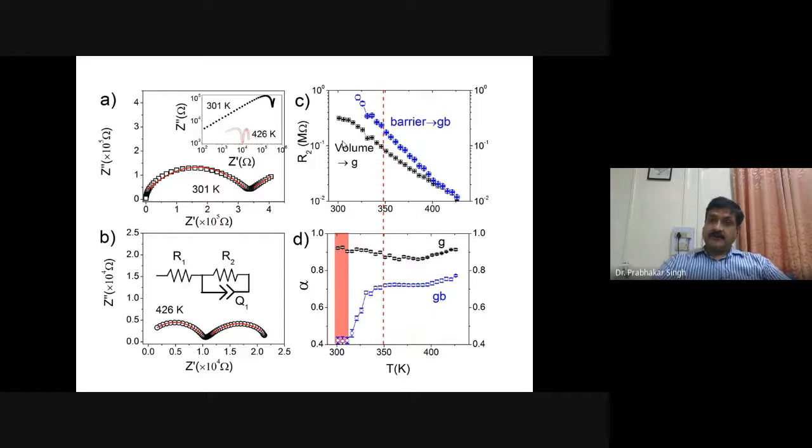This is the model which we explained, and we found that basically it is the grain and grain boundary barrier in the system, because we are using the bulk sample in pellet form, which creates and traps the charges, and which basically generates the excitons in the system.